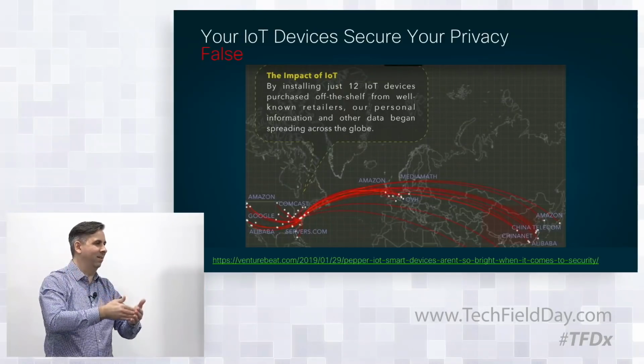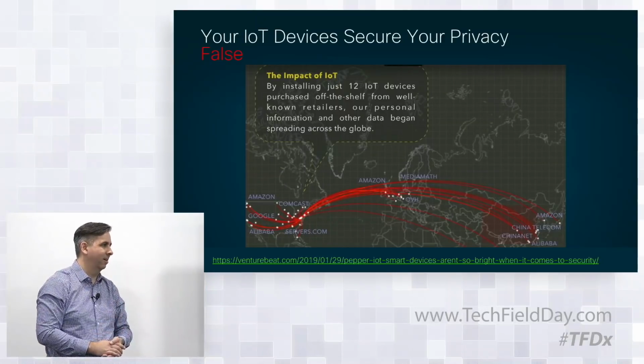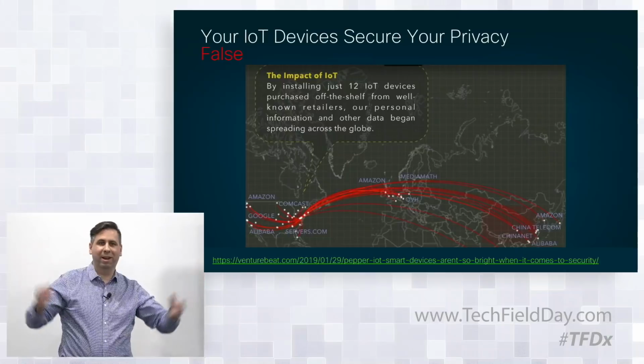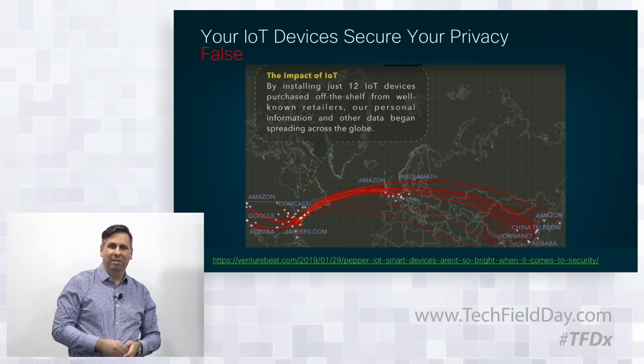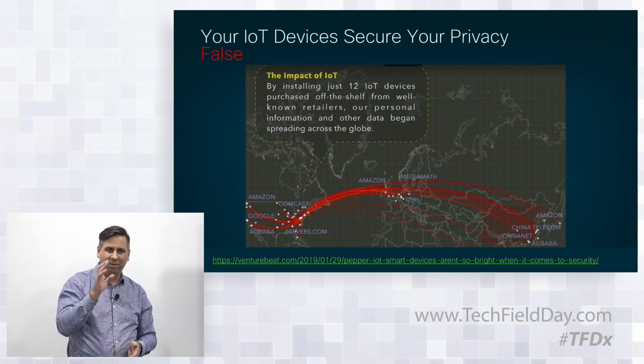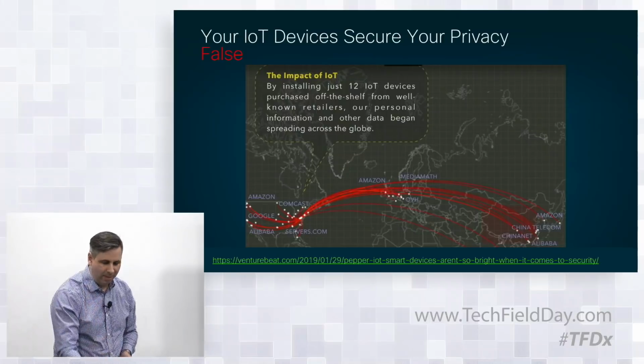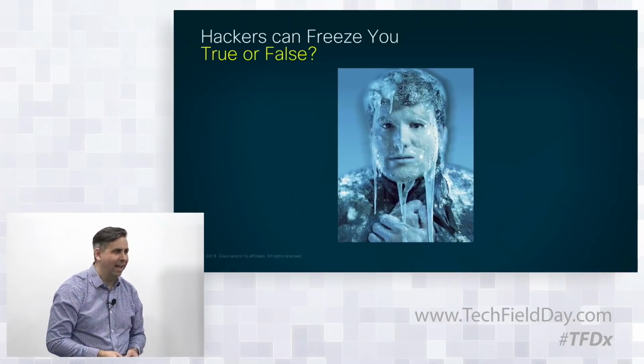So not only can they be used as an attack launch vector, but also for disseminating what you think is private. So some very interesting paradigms. But there's actually even more threats. If you think about this, can a hacker freeze you?